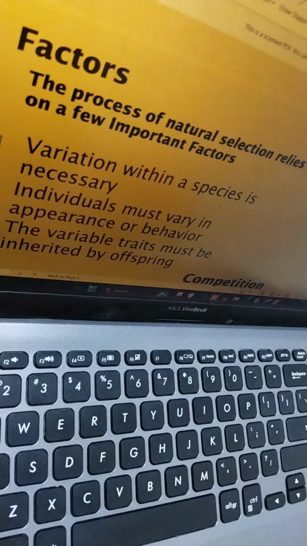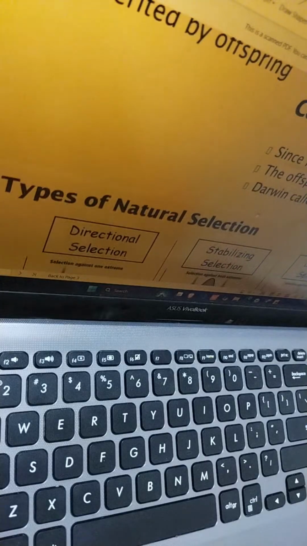What are the factors? Variation within species is necessary. Then individuals must vary in appearance or behavior. Then the variable traits must be inherited by offspring.